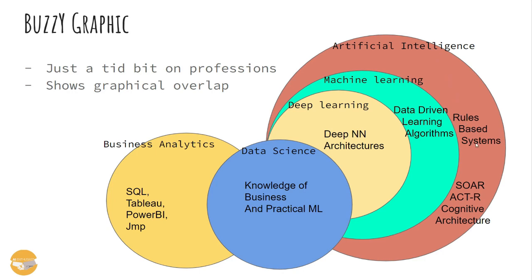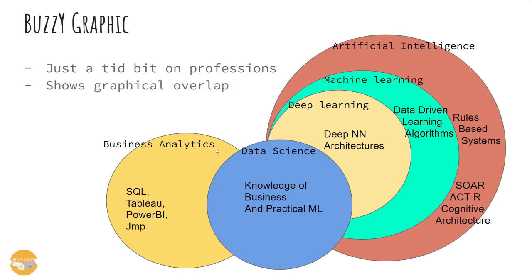You can have rules-based systems. You can have software that is supposed to mimic the human brain or the brain of a mouse. So this is artificial intelligence. A subfield of that is machine learning, so this is learning from data, data-driven learning algorithms. And then a subfield of that is deep learning, where these algorithms specifically use neural networks to come up with patterns in the data.